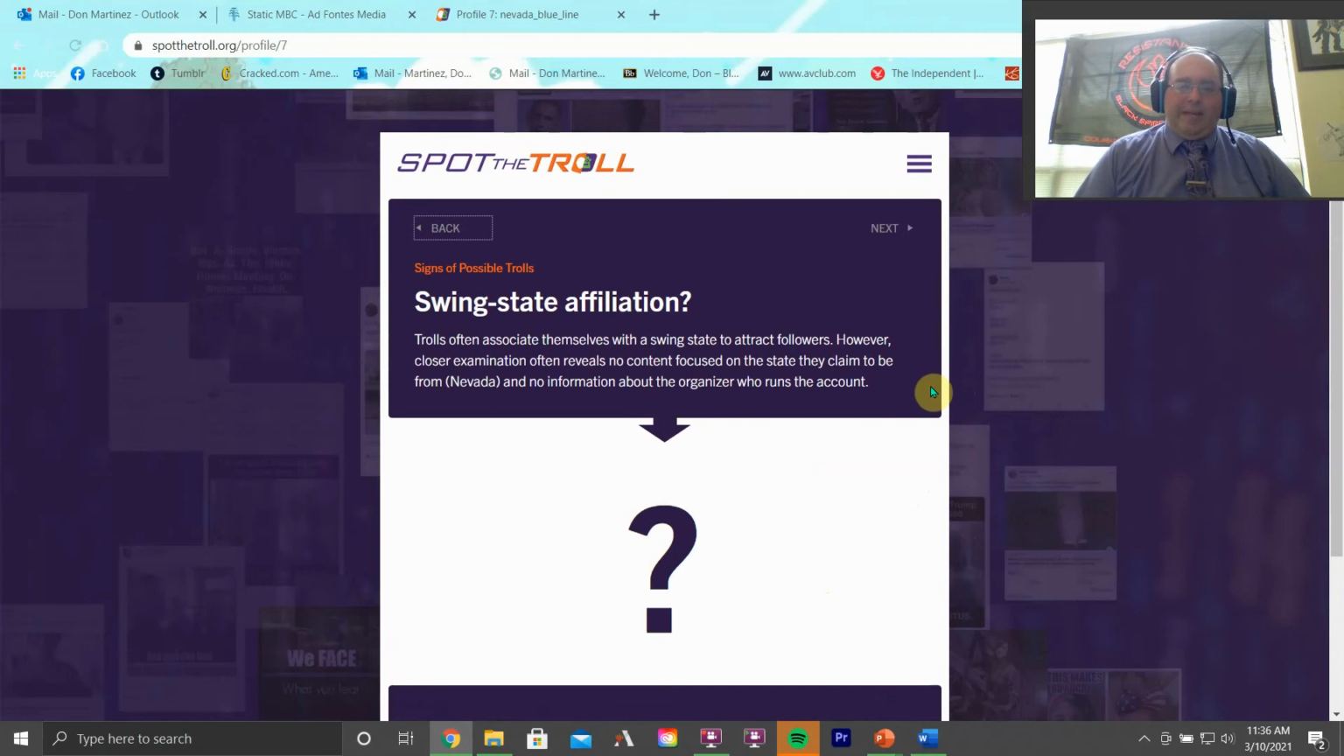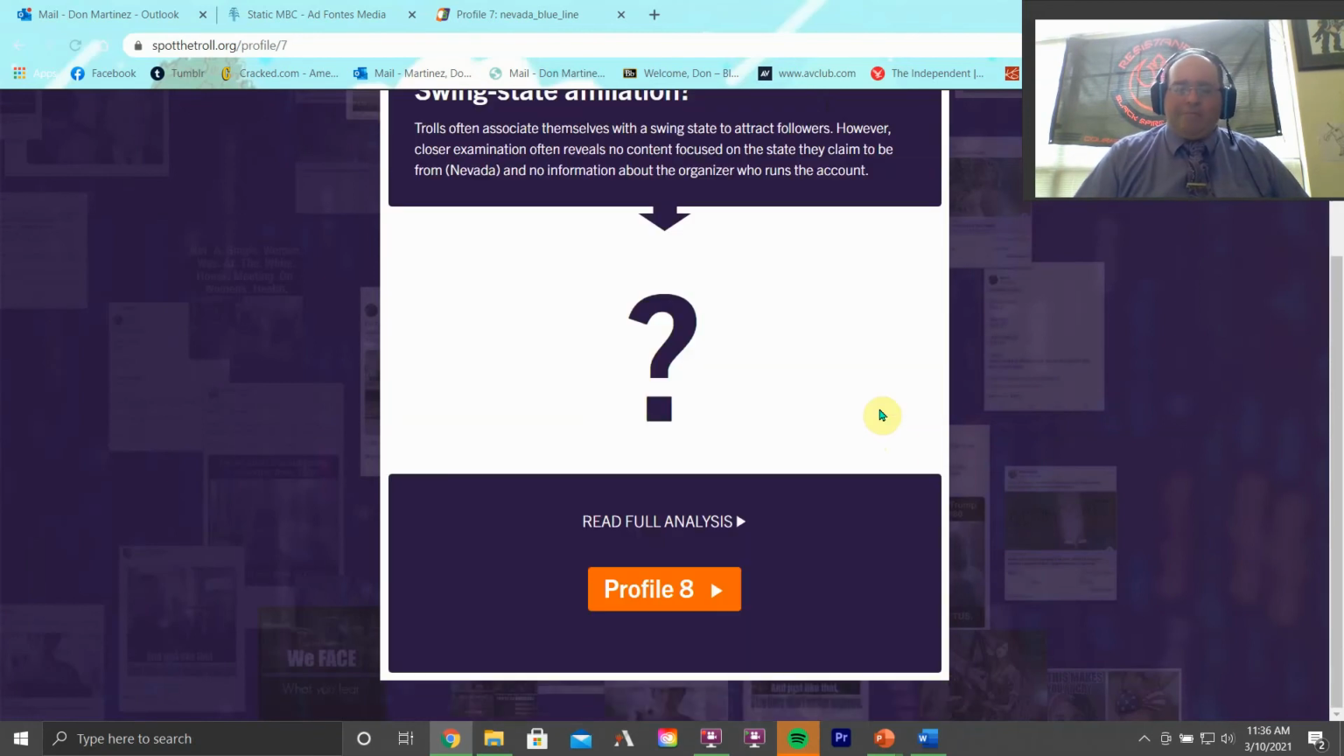It also has a swing state affiliation. Trolls often associate themselves with a swing state to attract followers. However, closer examination often reveals no content focused on the state they claim to be from, in this case Nevada, and no information about the organizer who runs the account. Okay? So, just because it says it's in a swing state doesn't necessarily mean that that's the truth.